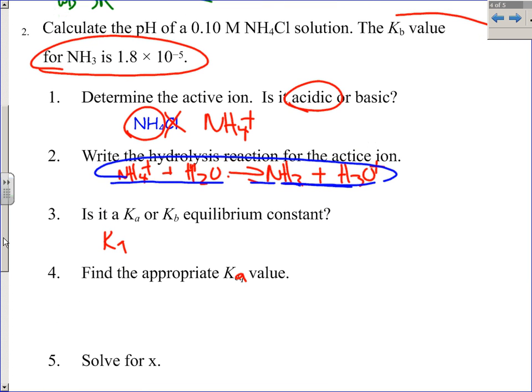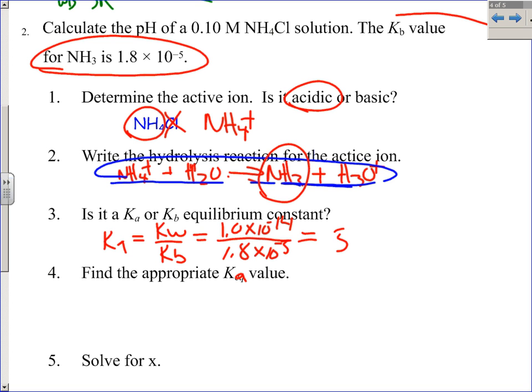So remember, the Ka is going to equal Kw divided by the Kb of its conjugate. Well, the Ka of NH4 plus, the conjugate would be NH3. So it would equal 1.0 times 10 to the negative 14th divided by my conjugate, which is ammonia, 1.8 times 10 to the negative fifth Kb value. And that would give me a Ka of 5.6 times 10 to the negative 10th.